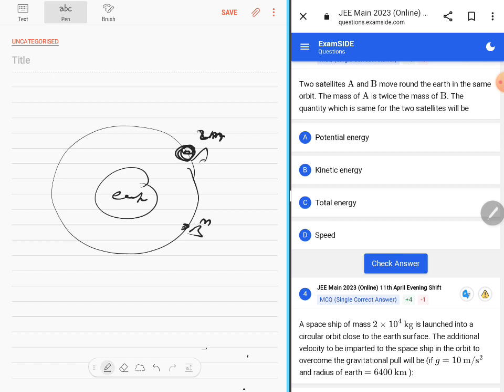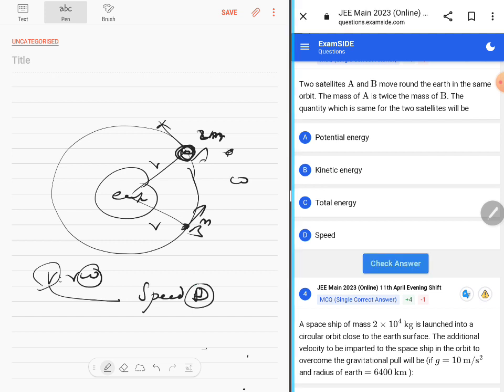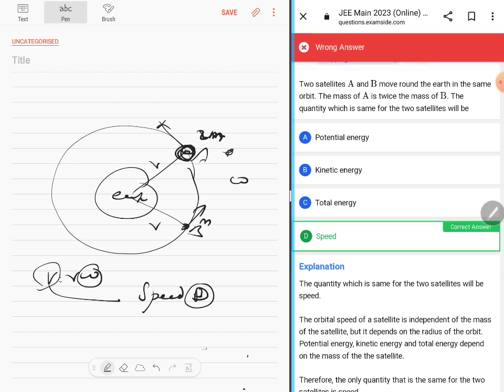The kinetic energy will not be the same because it depends on mass. Kinetic energy is half mv square. Total energy also depends on mass. Let's go to the speed, because angular velocity is the same. Because radius is the same, linear velocity is r times angular velocity. Since angular velocity is the same and r is the same, linear velocity is the same, and therefore speed is the same. But the direction will not be the same. That's why they didn't say velocity, they said speed, because the velocity vector is not the same, it could be different. Therefore only speed is the right answer, D is the right answer.